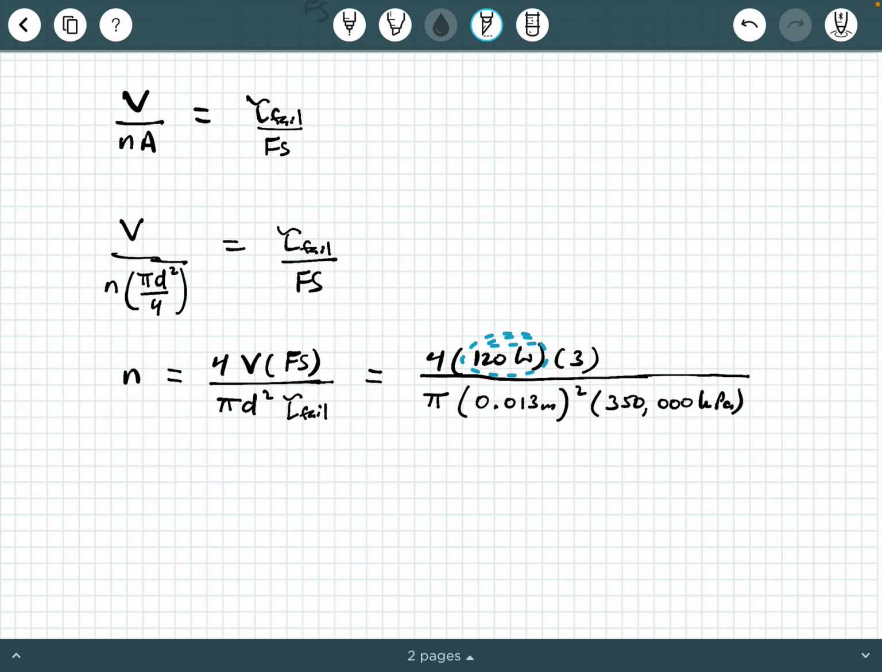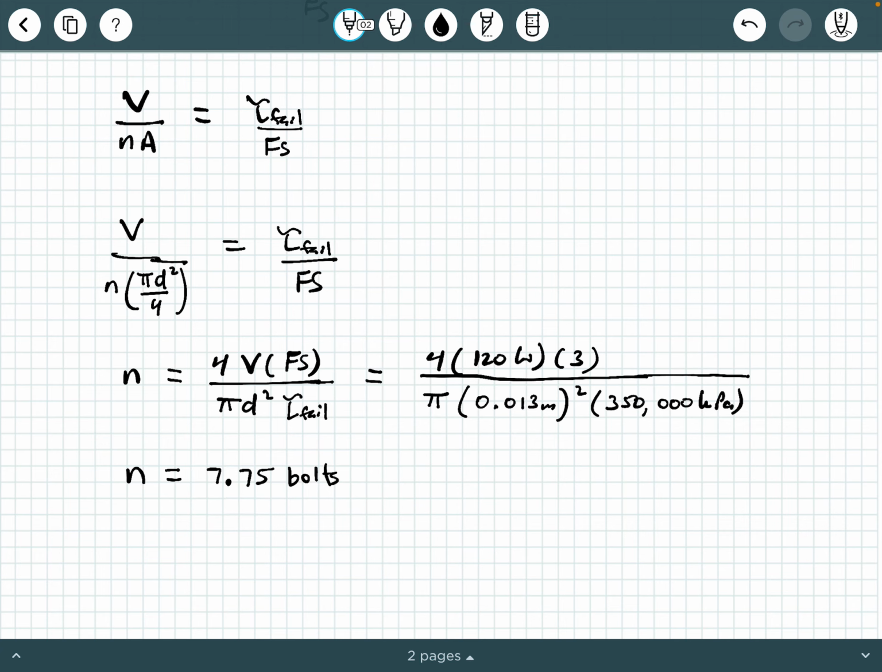Now, what's an alternative for this? You could have converted the 120 kilonewtons to 0.12 meganewtons, and you could have kept tau fail just as 350 megapascals. But regardless, you need consistent units, so you need kilos in the top and the bottom, or megas in the top and the bottom, all right? So we're going to do some rearranging here, and we're going to get N equals, and we should get 7.75 bolts, okay? 7.75 bolts.